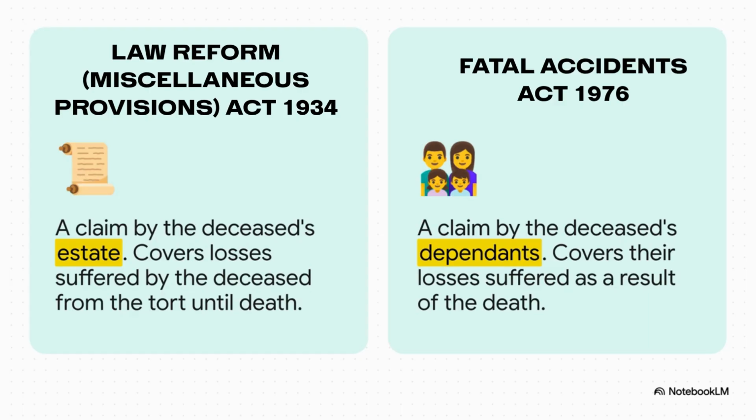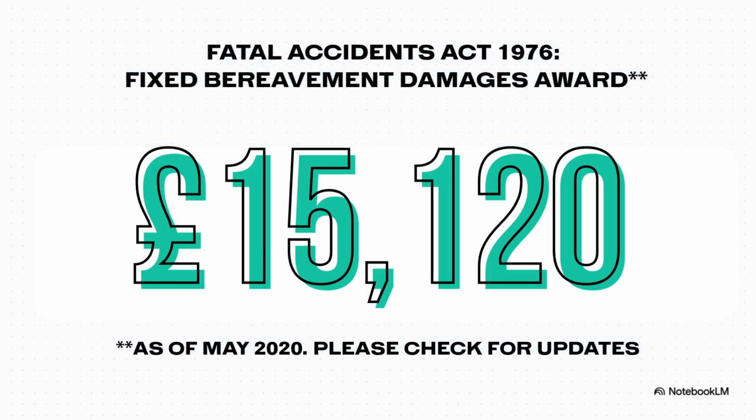The Law Reform Act claim is brought for the deceased, by their estate, covering the suffering they went through before they died. The Fatal Accidents Act claim is totally different. It's a claim brought by the dependents for their own losses because of the death. Now, under that Fatal Accidents Act, there's also this fixed bereavement award. The amount is set by the government, and it's only available to a really narrow group of people, like a spouse or the parents of a minor.